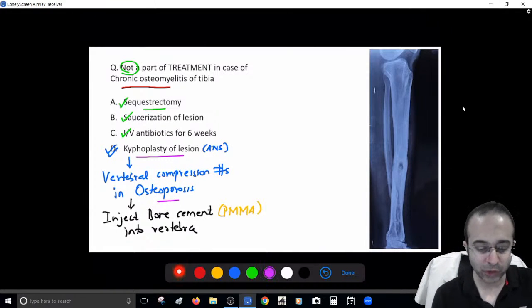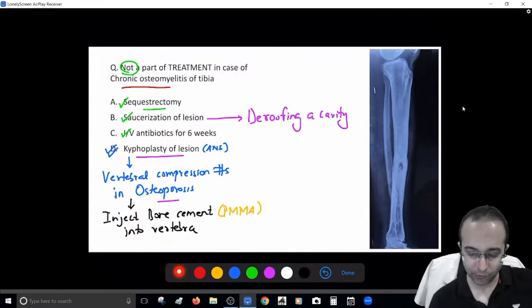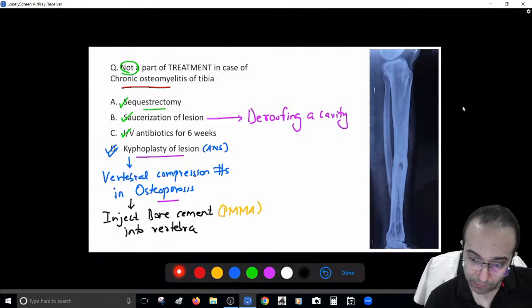So in order to snatch that house, what we do is what is called saucerization. Saucerization technically means de-roofing a cavity. Now I'll just de-roof this cavity for you, not a problem. See, I will remove the roof of this cavity. So this is the cavity. I will remove this area. I will remove this much of bone.